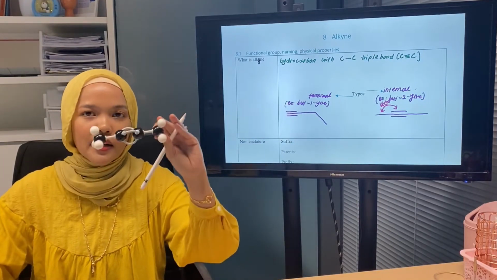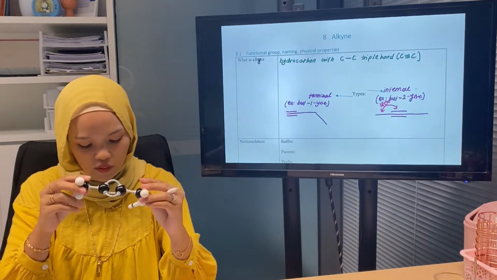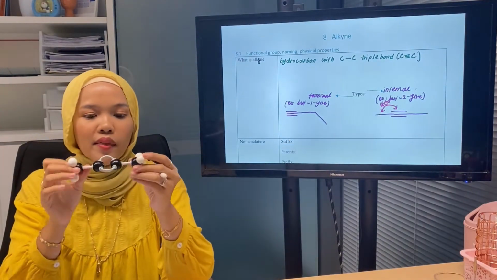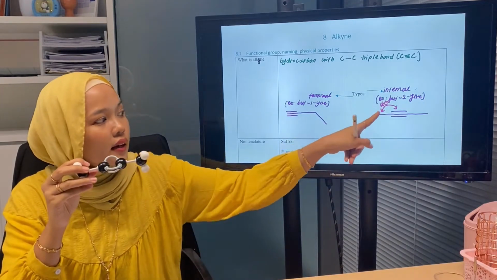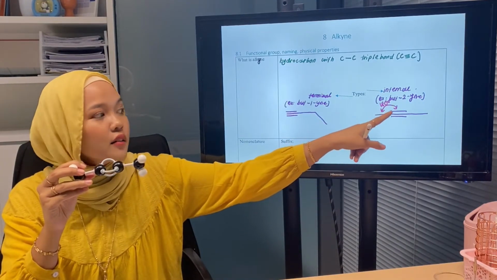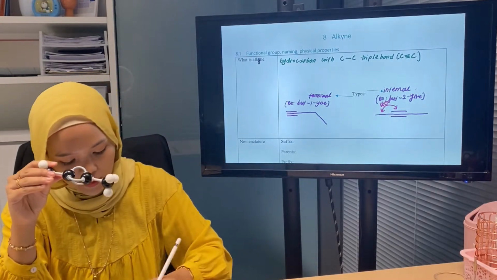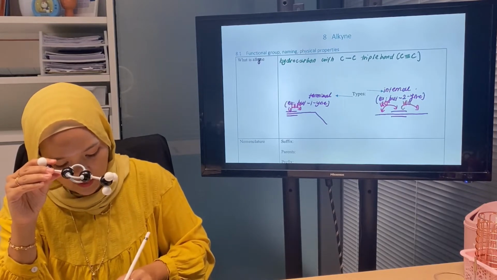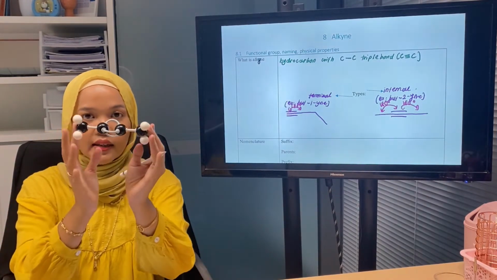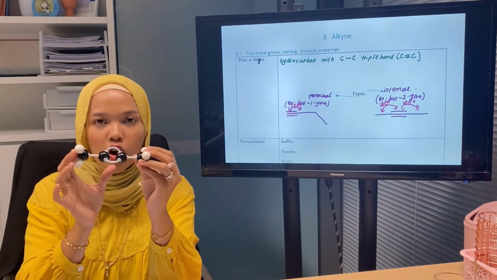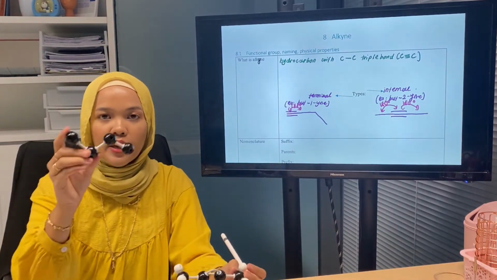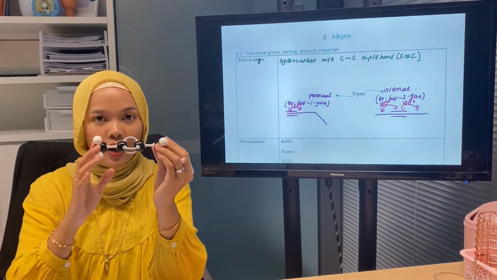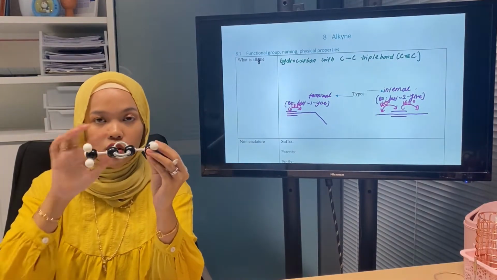This one is an example of an internal alkyne. For an internal alkyne, you can see when there is a triple bond, the angle is going to be 180 degrees to one another. Both are 180 degrees, and this one also 180 degrees. So you see it is in a straight chain. It is not like alkane. If alkane, it is going to be 109 degrees like this, but this is alkyne, so it will have a straight chain like this.